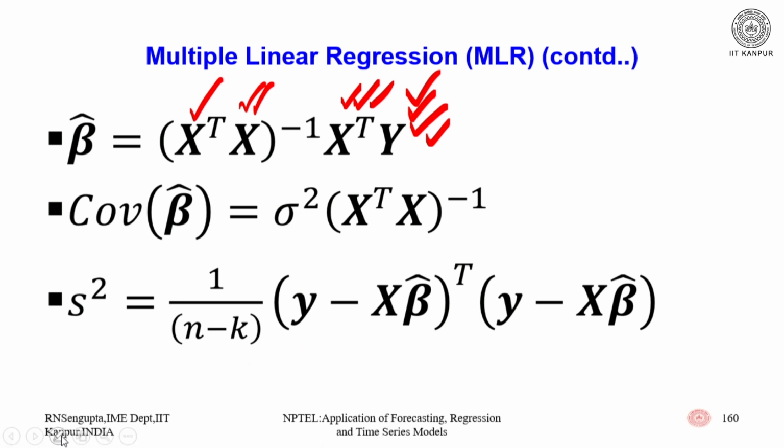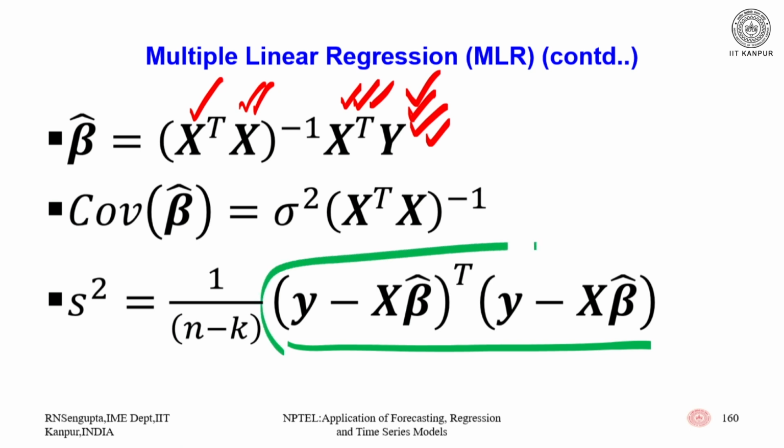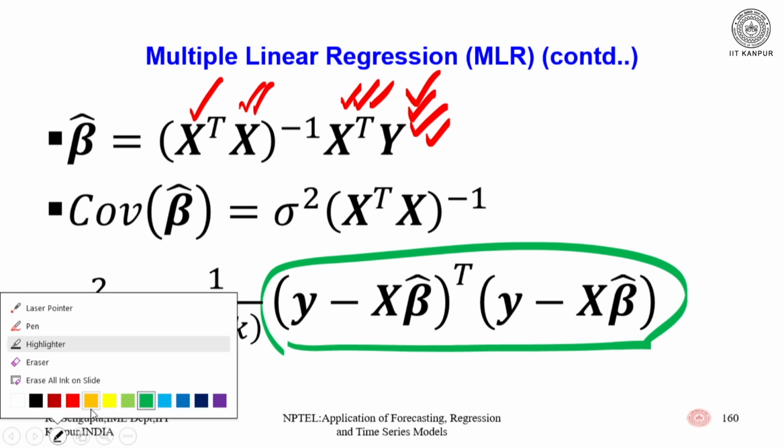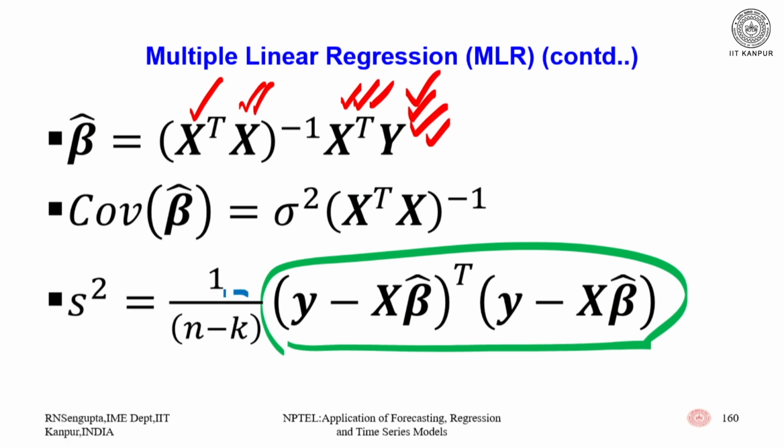The terms here, where I put the green color, are actually the square of the error: y minus x beta hat transpose into y minus x beta hat. Y minus x beta hat is the error, multiplying it twice is the error square, summing them up. And what is n minus k? n is the sample size, k is the number of independent variables.